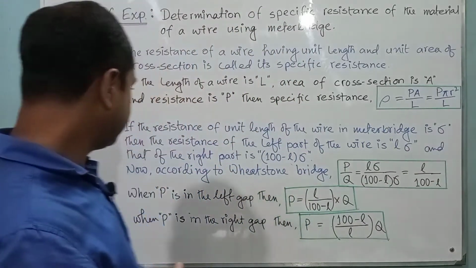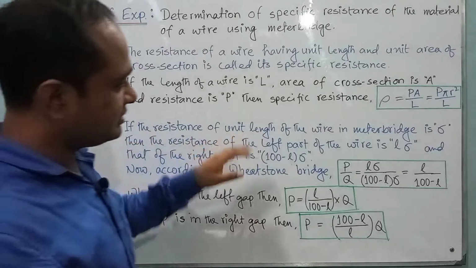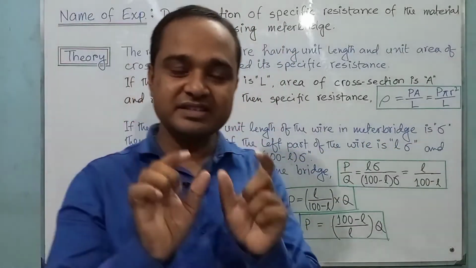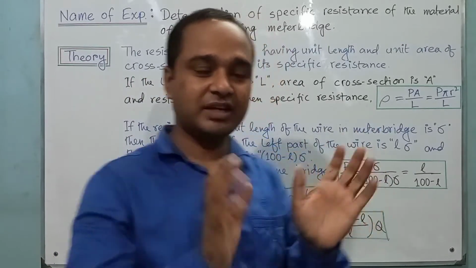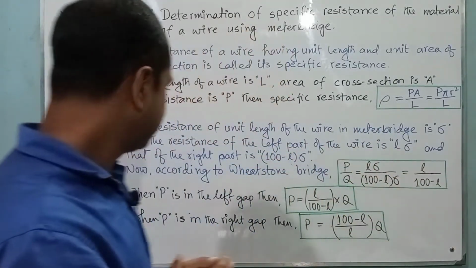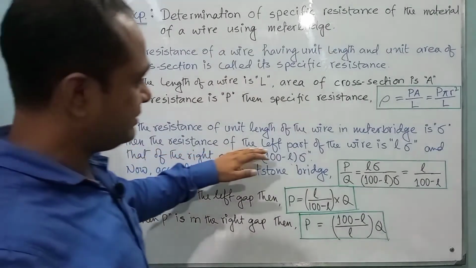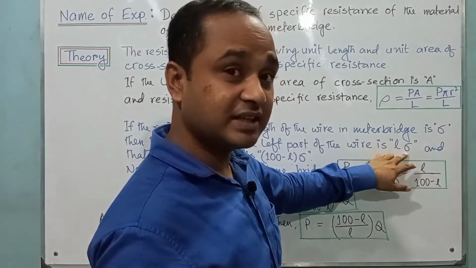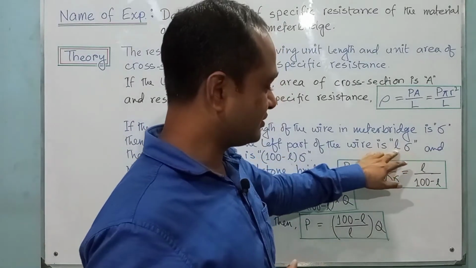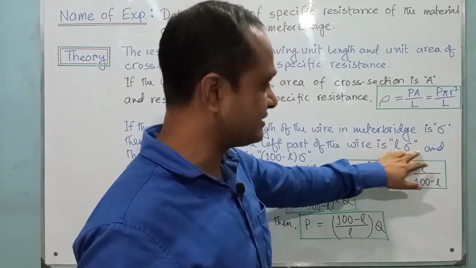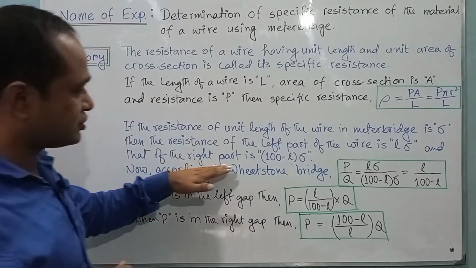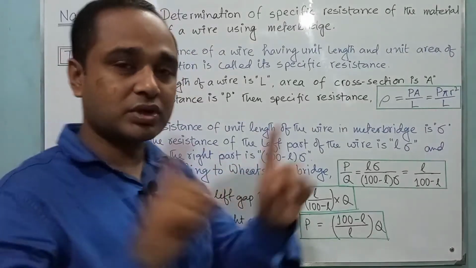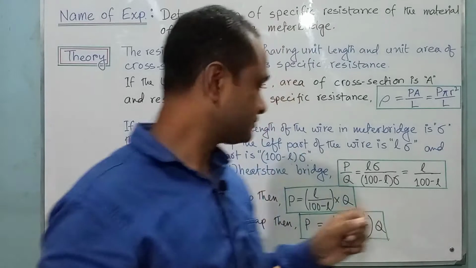Again, if the resistance of unit length of the wire in the meter bridge is sigma, then the resistance of the left portion of the wire is L sigma, since sigma is the resistance of the unit length. So the resistance of L length is L sigma, and that of the right portion of the wire is (100 minus L) into sigma, since the total length of the wire is 100.